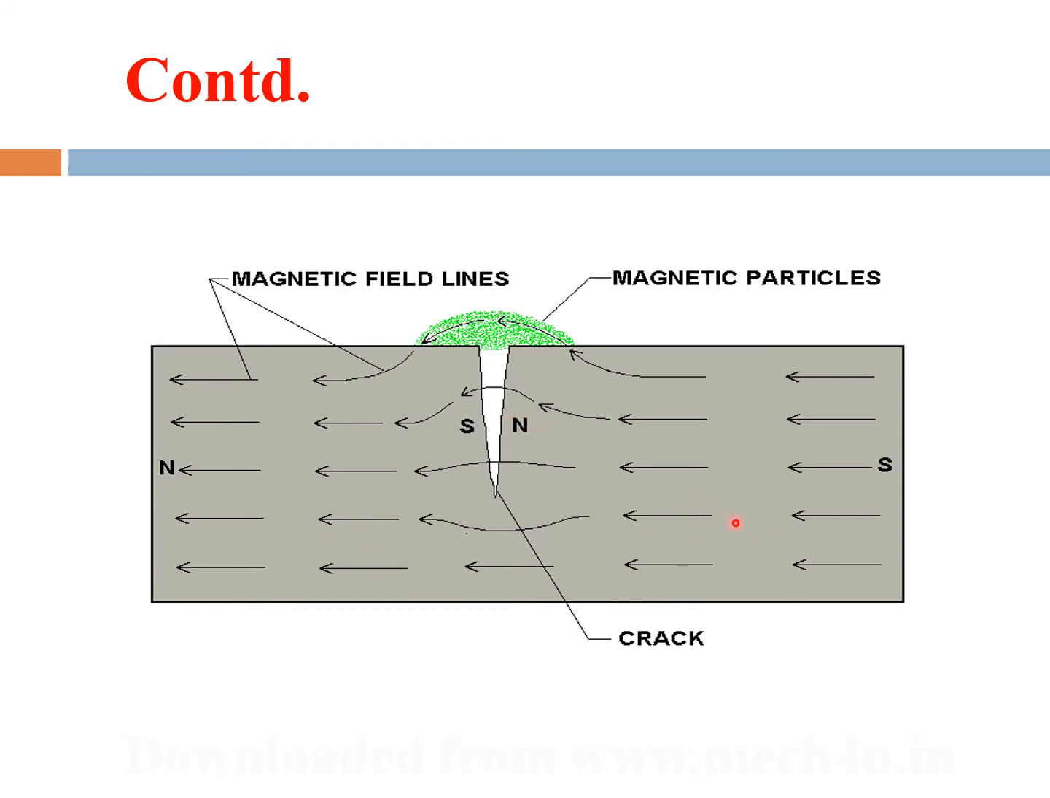When there are no discontinuities, the magnetic field lines are arranged properly. But when there is a discontinuity, flux leakage takes place. So when you add magnetic particles here, they will form a cluster. These clusters help us detect the presence of discontinuities.